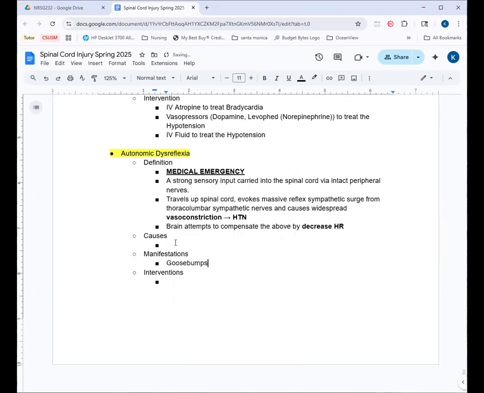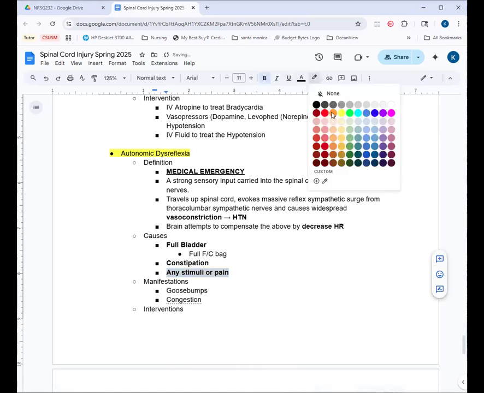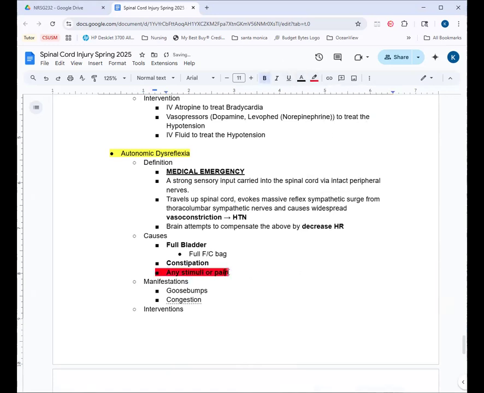Let me go into causes first. It's important here to know what causes this, because if we know what can cause it, we can prevent it and or treat it. Could be a kink from a catheter. Why is that important? Full bladder. Super important. Bowel impaction, there's your digital disimpaction. It's basically anything that's a stimulus or pain, and that includes your clothes being too tight.